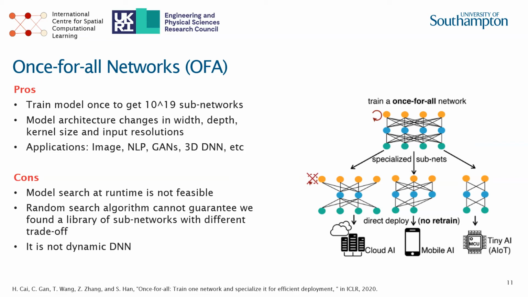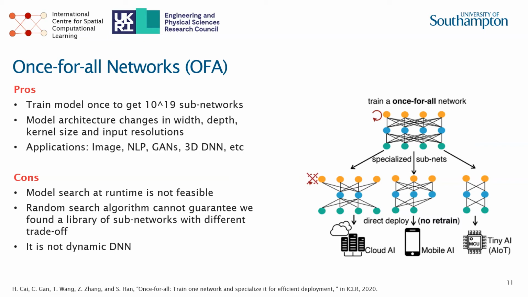The idea is that for different hardware platforms, they can search a subnetwork from this OFA and deploy the model directly without retraining. But when I first saw this paper, I thought this is the perfect dynamic neural network I'm looking for. But I quickly realized it is not dynamic at all because the space is too large. The model search is very expensive and not feasible to do at runtime.